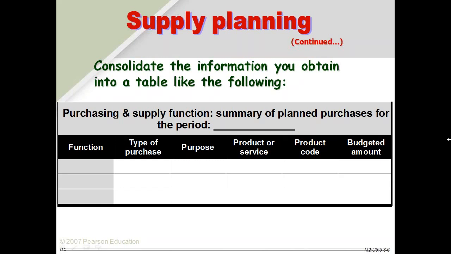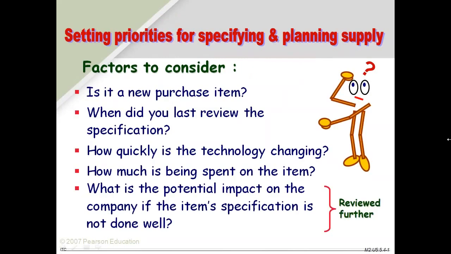So my request to all of you is to use international codes. Your company is a global company, so you must use UNSPSC, which is known worldwide, and then the budgeted amount. The budgeted amount should be spelled out. Now, setting priorities for specifying and planning: is it a new item? If you have bought it last time, you know very well what it costs you. You have the specs, so life is easier.